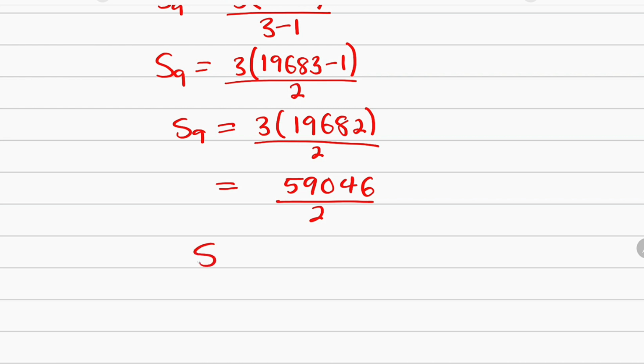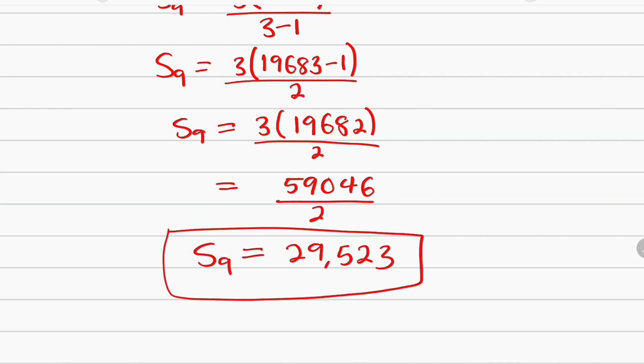And finally, S9, sum of the first 9 terms. If you divide this by 2, you're going to obtain 29,523. And this is our final answer.